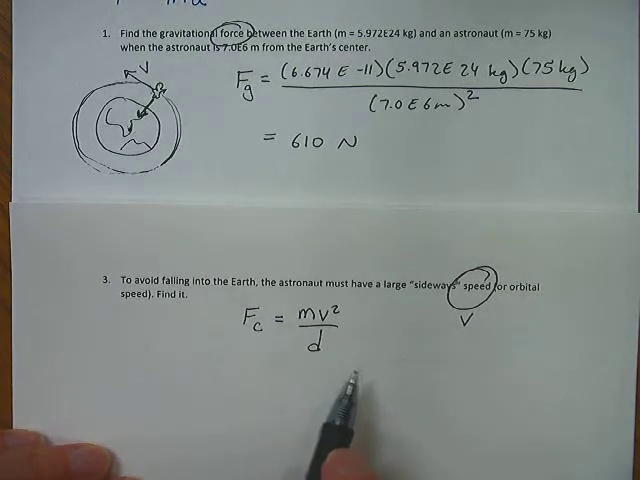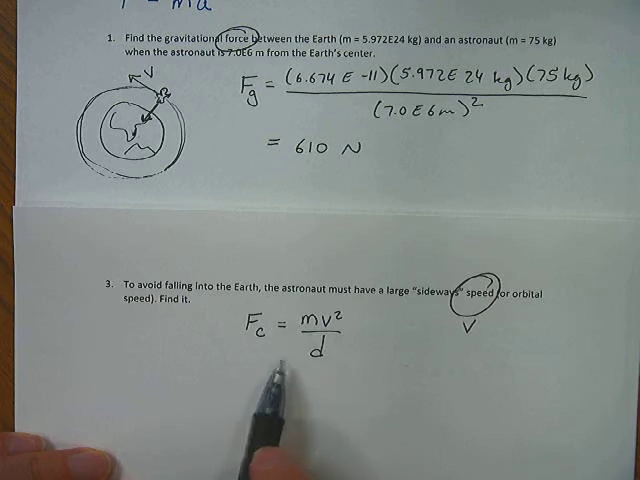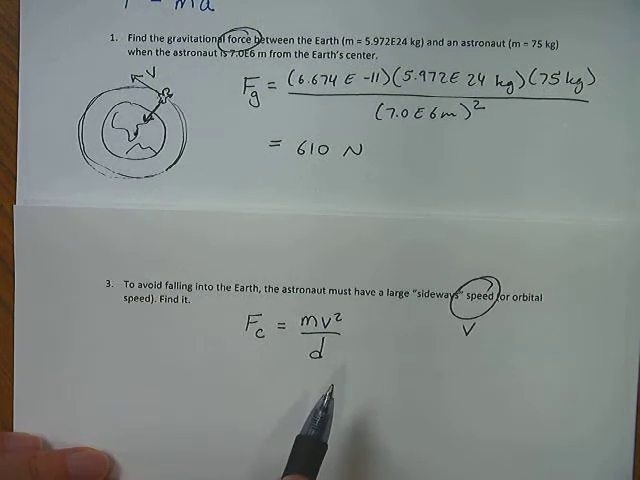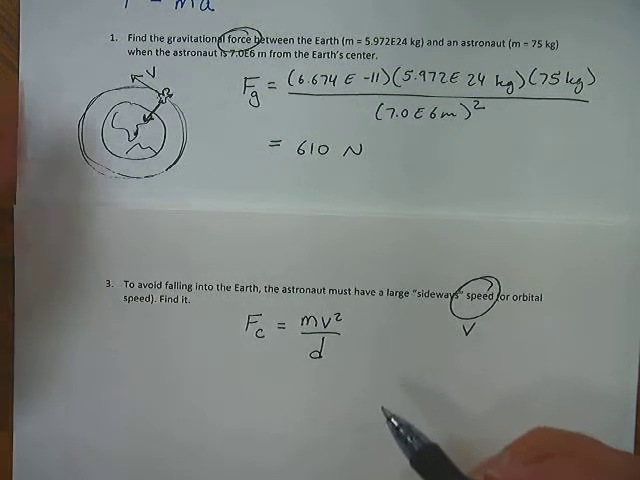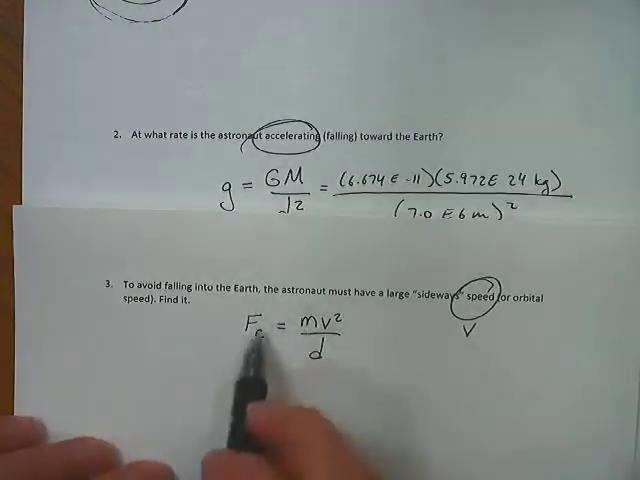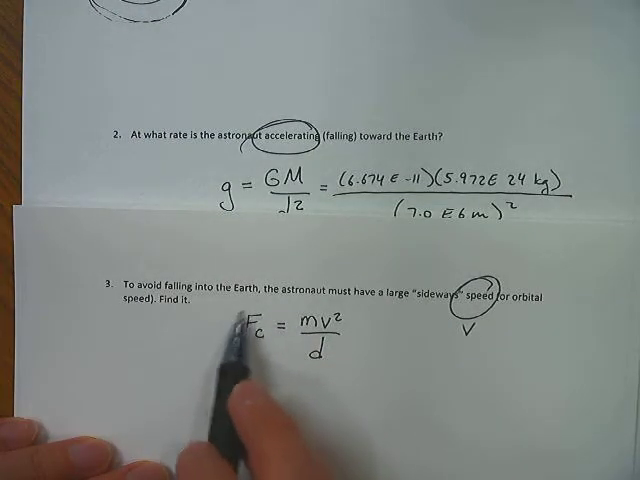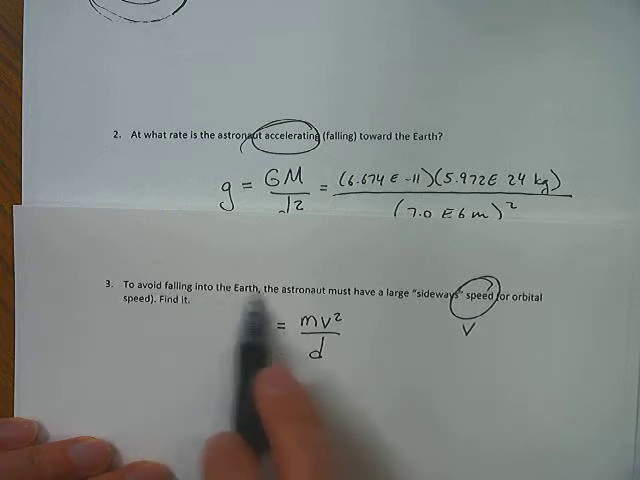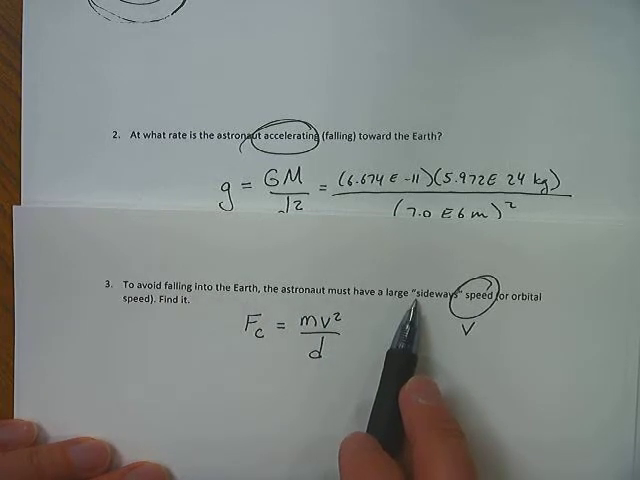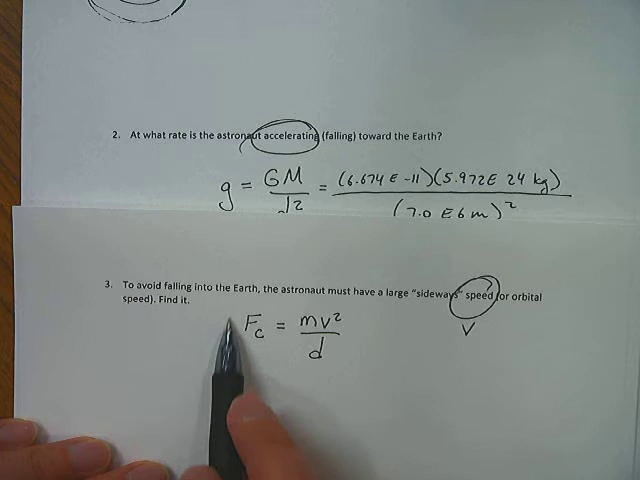The force towards the center of the circle is equal to the mass of the astronaut times her speed squared over d. Well, I keep needing to move the paper around. Sorry if you can't see what I'm saying sometimes. Here we go.